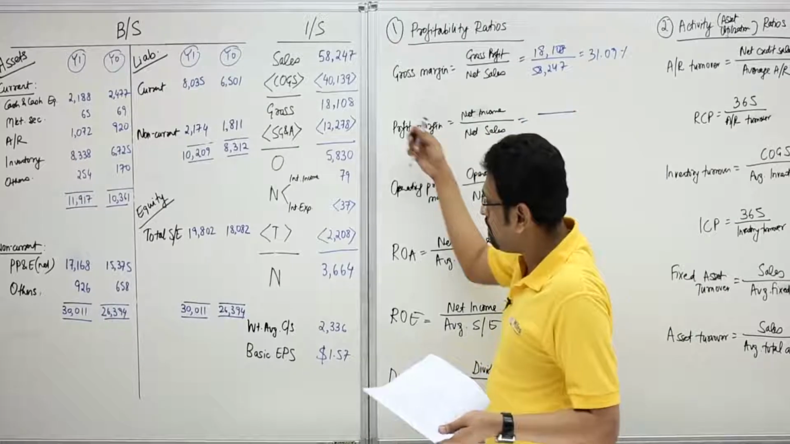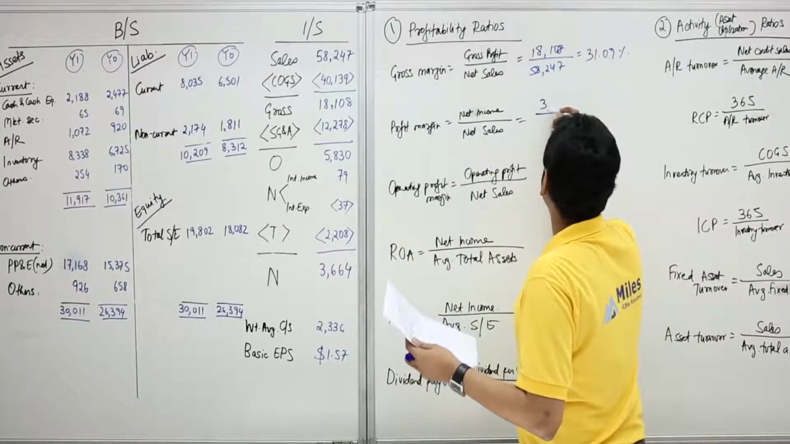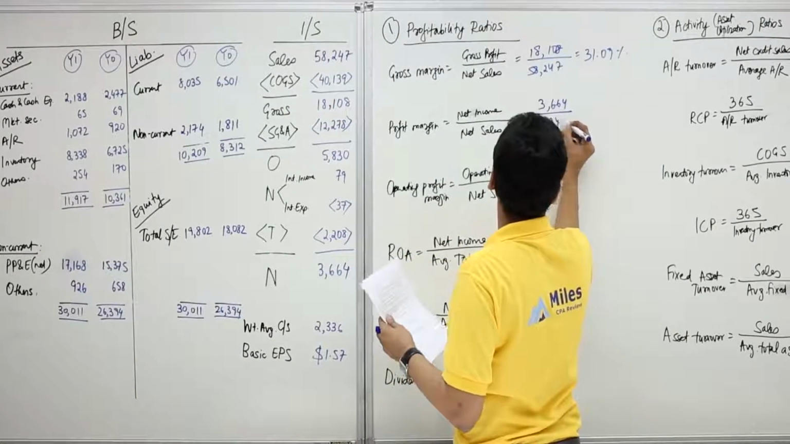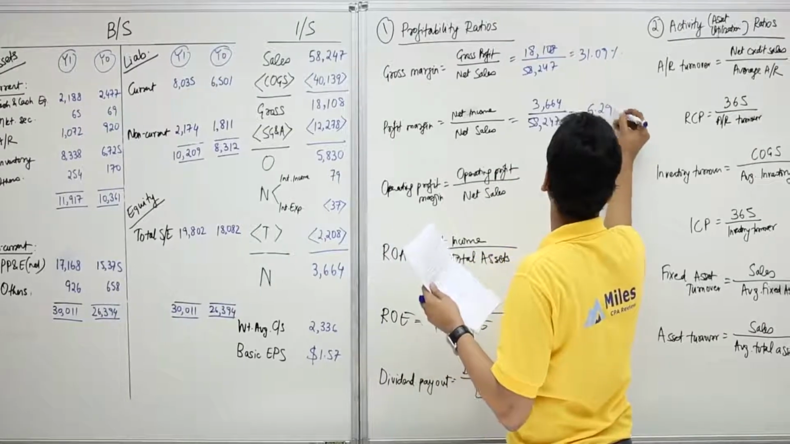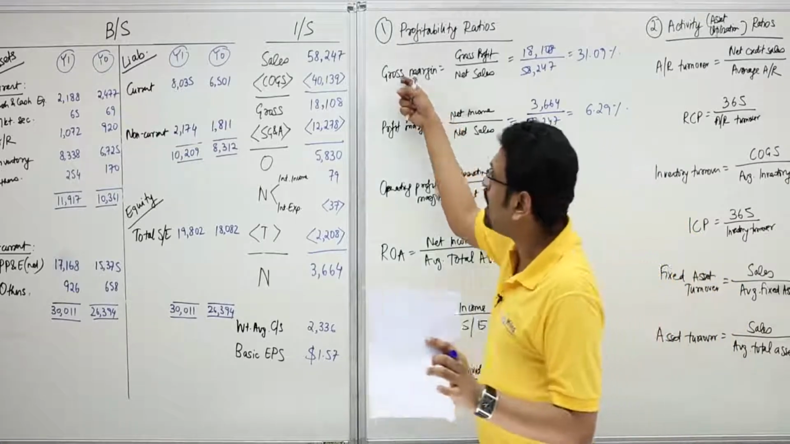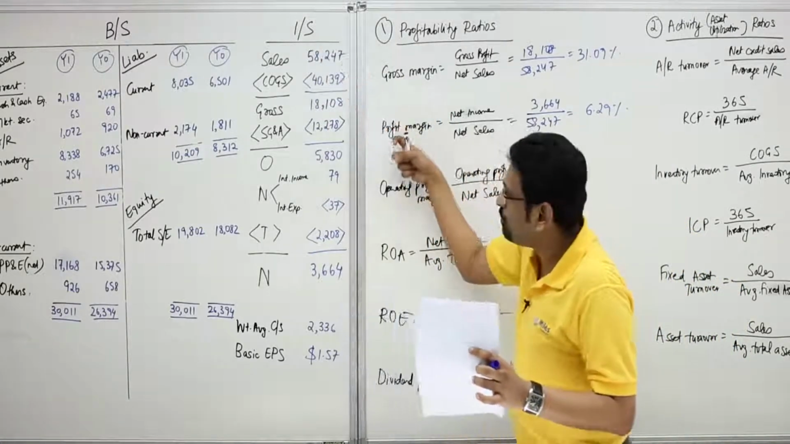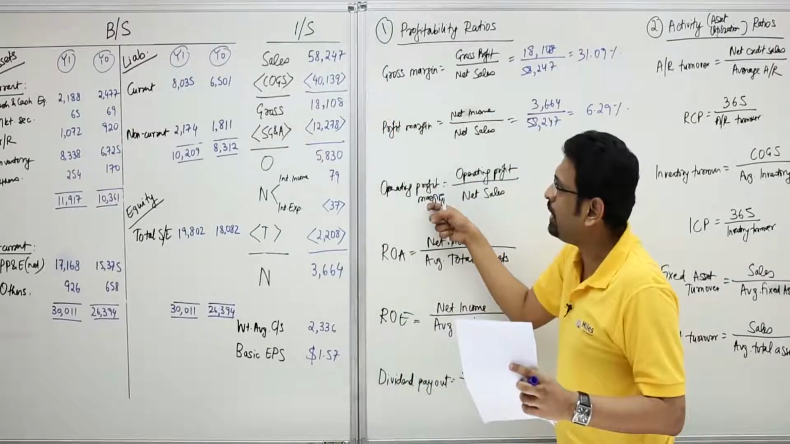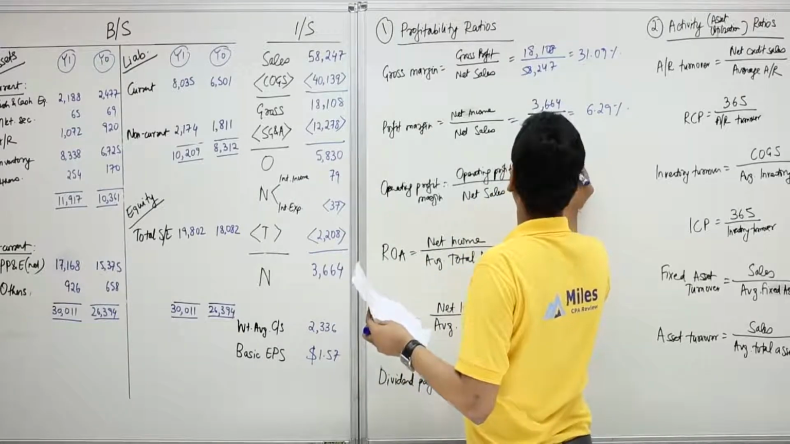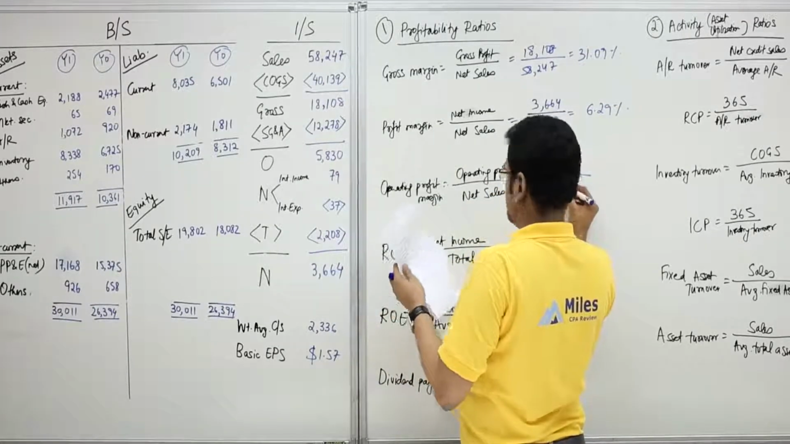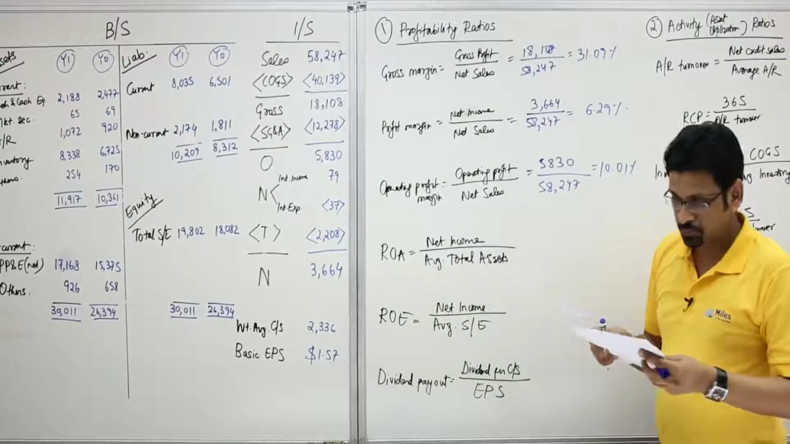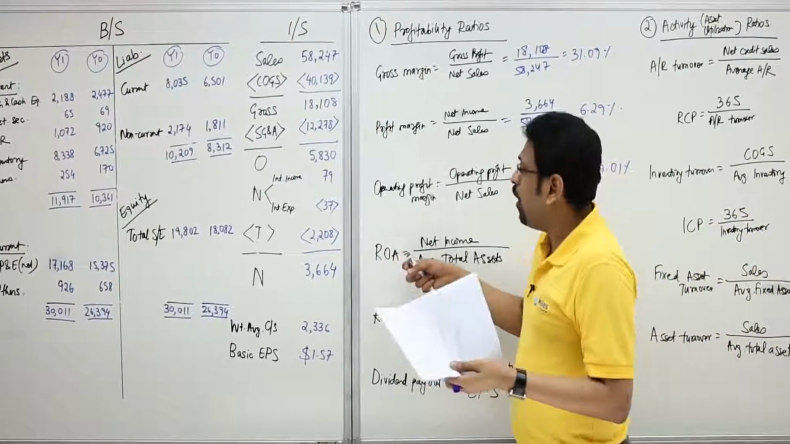What's profit margin or net profit ratio? You're looking at net income, that's 3,664 divided by sales, 58,247. This gives us 6.29%. Operating profit margin, it's simple. Gross margin, you looked at gross profit by sales. Profit margin, net income by sales. Operating margin, you're going to look at operating income by sales. So this becomes 5,830 divided by 58,247, which gives you 10.01%.